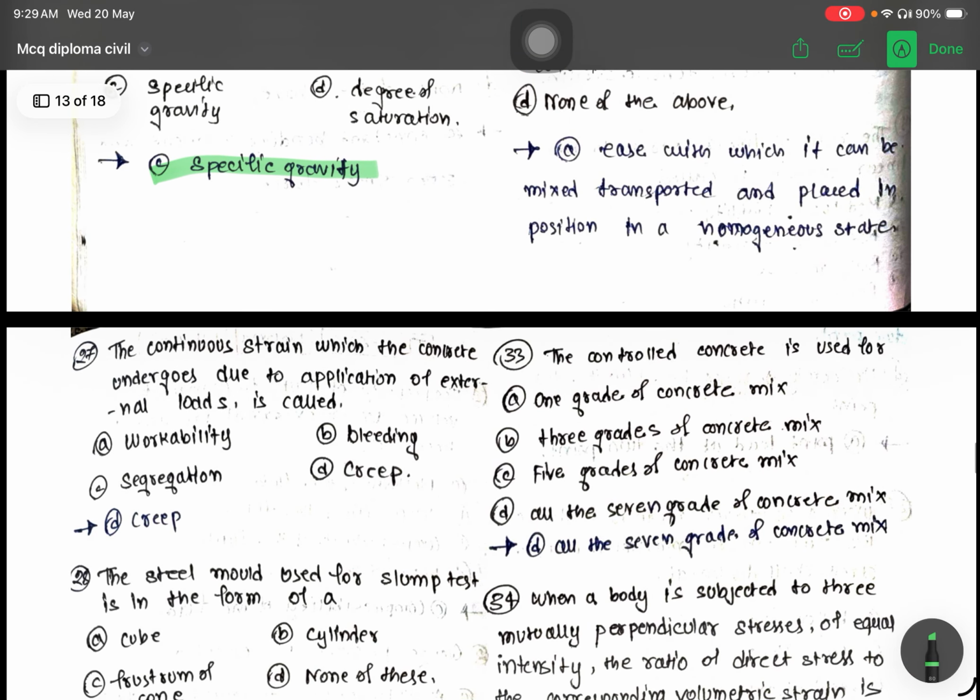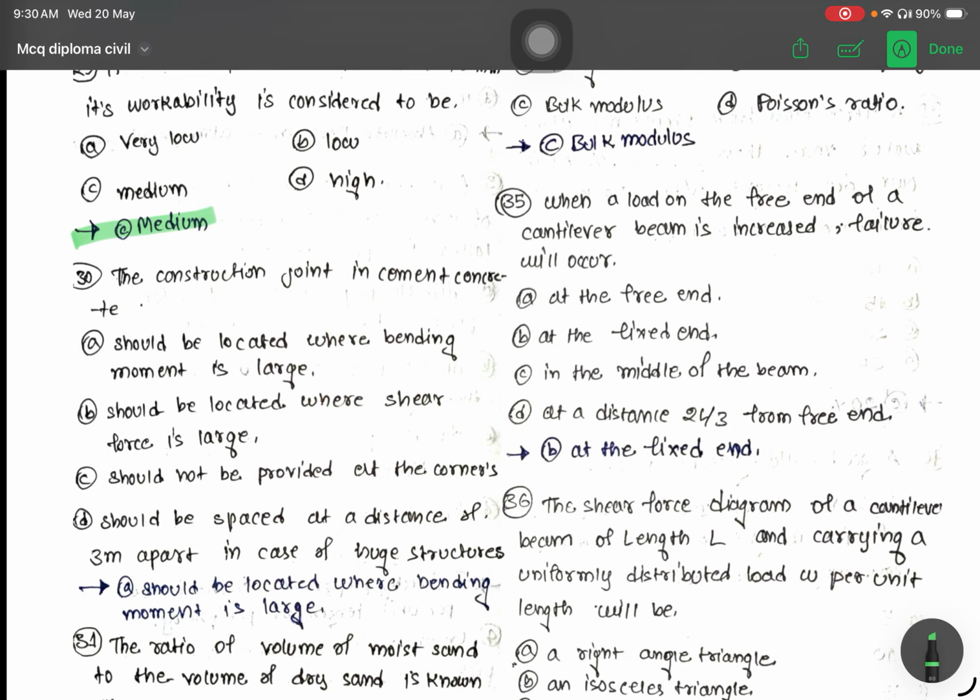The continuous strain which concrete undergoes due to application of the external load is called creep. The steel mold used in slump test is in the form of frustum of cone. If the slump of the concrete mix is 70 mm, its workability will be medium. Reinforcement in cement concrete should be located where the bending moment is large, should be located where the shear force is large. The answer will be A, should be located where bending moment is large.